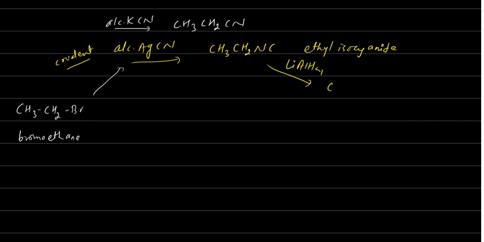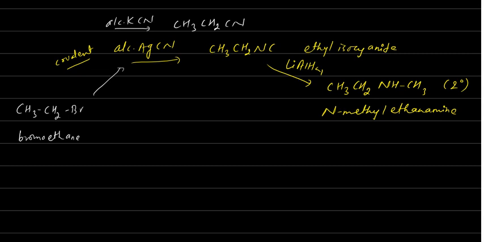And if we reduce this ethyl isocyanide in presence of a strong reducing agent, then the product formed is CH3CH2NHCH3. And this is a 2-degree amine. And the name of this compound is N-methylethanamine. So we can convert haloalkanes into 2-degree amine by using alcoholic AgCN.